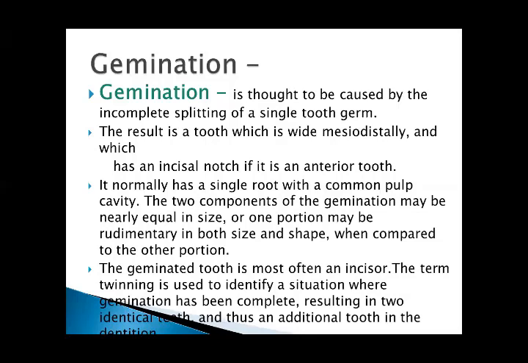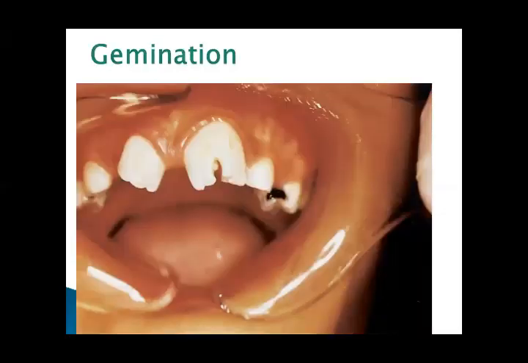The term twinning is used to identify a situation where gemination has been complete, resulting in two identical teeth and thus an additional tooth in the dentition. This is the gemination. Incisor, central incisor, this is the notch.